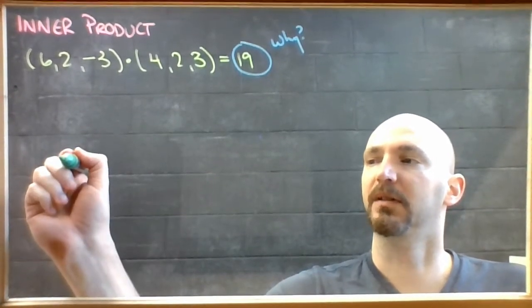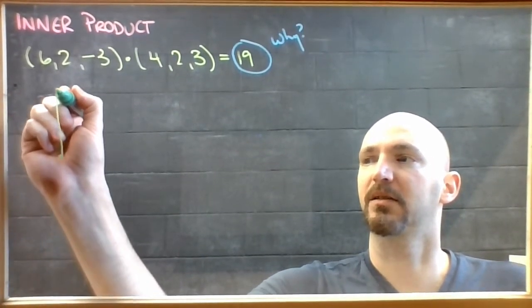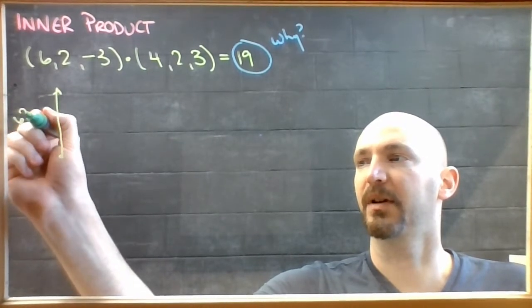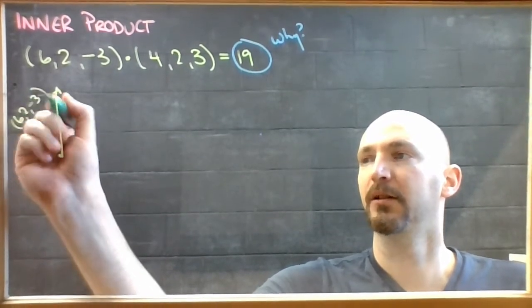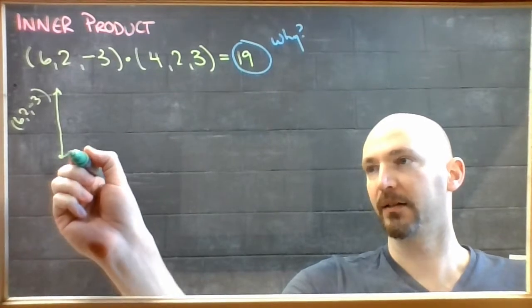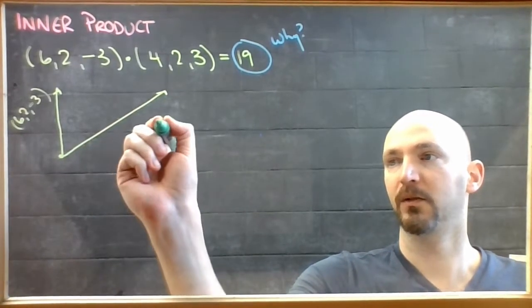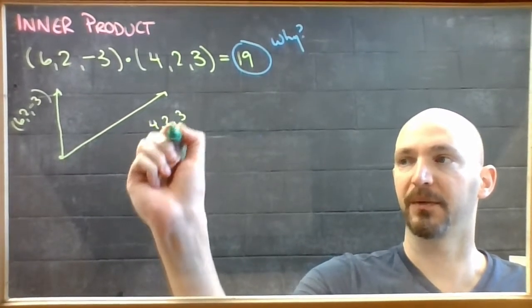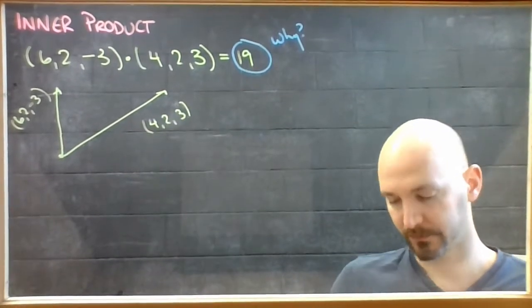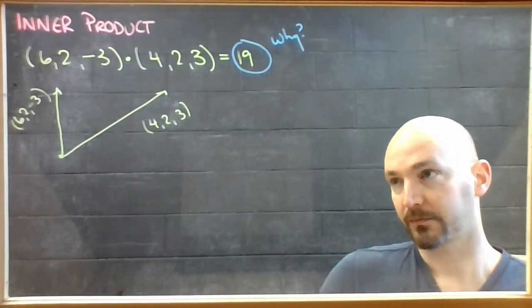So 6, 2, negative 3 goes this way, and 4, 2, 3 goes that way. All right.